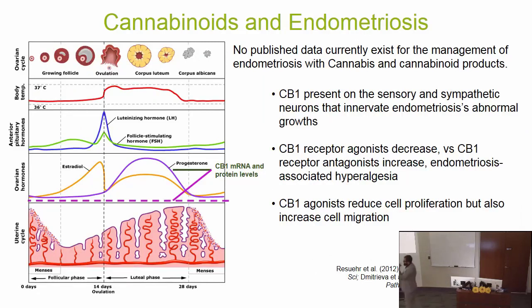So this brings us to endometriosis specifically. Last week and the week before, I've been combing the literature trying to find any clinical work that's been published in the context of endometriosis, pain, and cannabis. No published data currently exists for the management of endometriosis with cannabis or cannabinoid products in people. There is evidence in preclinical animal models of endometriosis to suggest that there could be benefit, and that's what this talk's about. So CB1, our receptor of choice, is present on the neurons that innervate endometrial growths, which is interesting. CB1 receptor agonists, so these are things that turn on the receptor, tend to decrease. So your endogenous cannabinoid levels drop off.